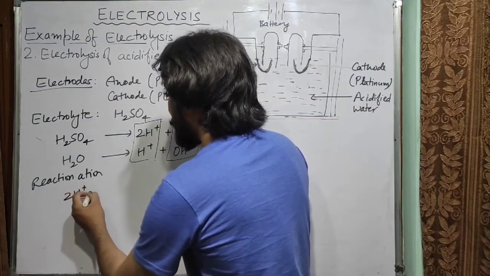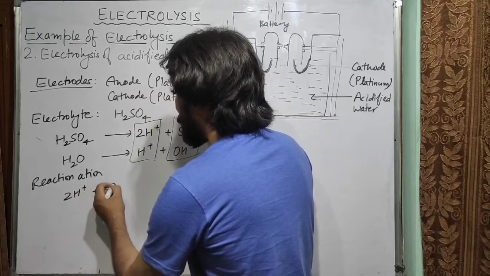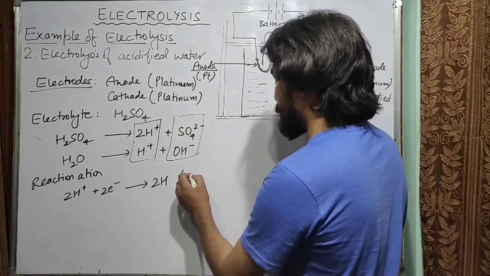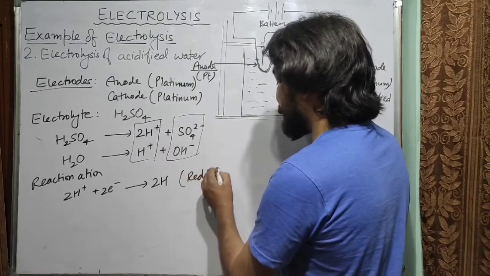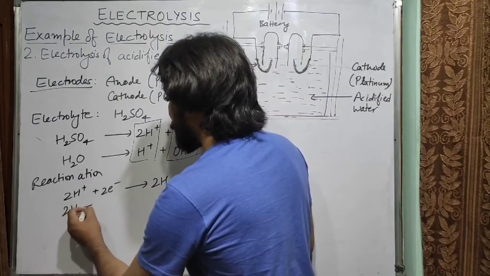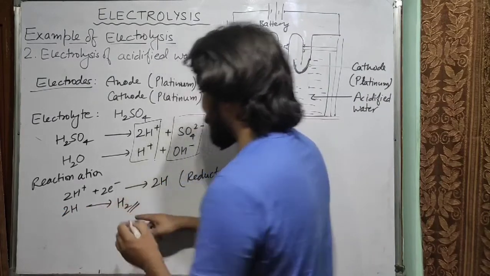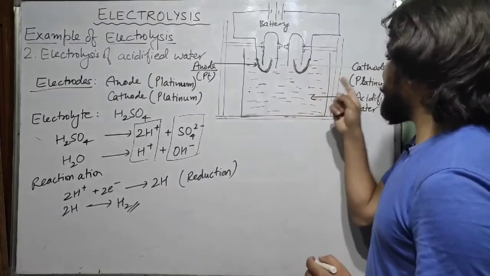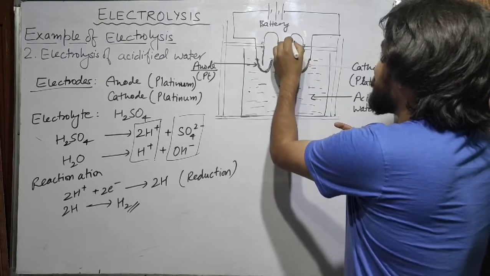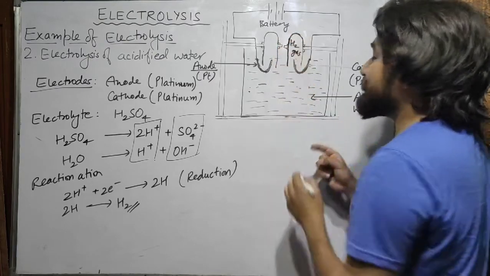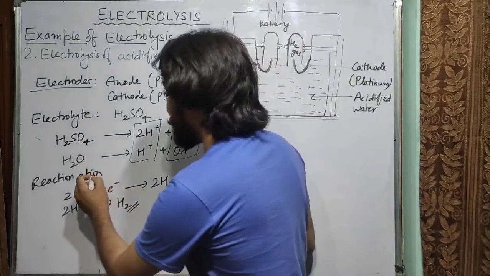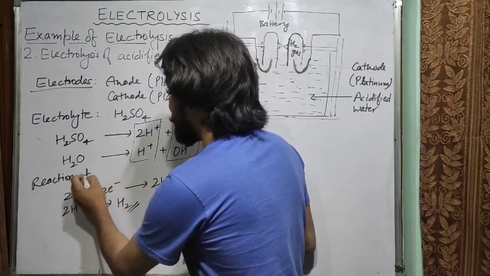So 2H+ ions will gain 2 electrons at cathode and form 2 H atoms. So this is the process of reduction, obviously. Then the second thing, these 2 atoms of hydrogen will combine to form one hydrogen molecule. So the product obtained at cathode is hydrogen gas. It means this inverted tube will consist of hydrogen gas. So this is the reaction at cathode.